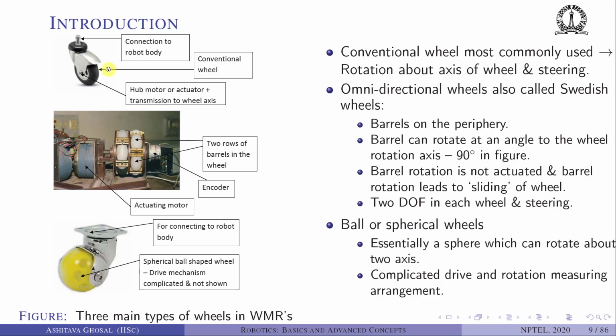So most of the time, simple 1 degree of freedom wheels like this conventional wheel are used. Sometimes omnidirectional wheels are also used. These omnidirectional wheels are also called Swedish wheels in the literature.